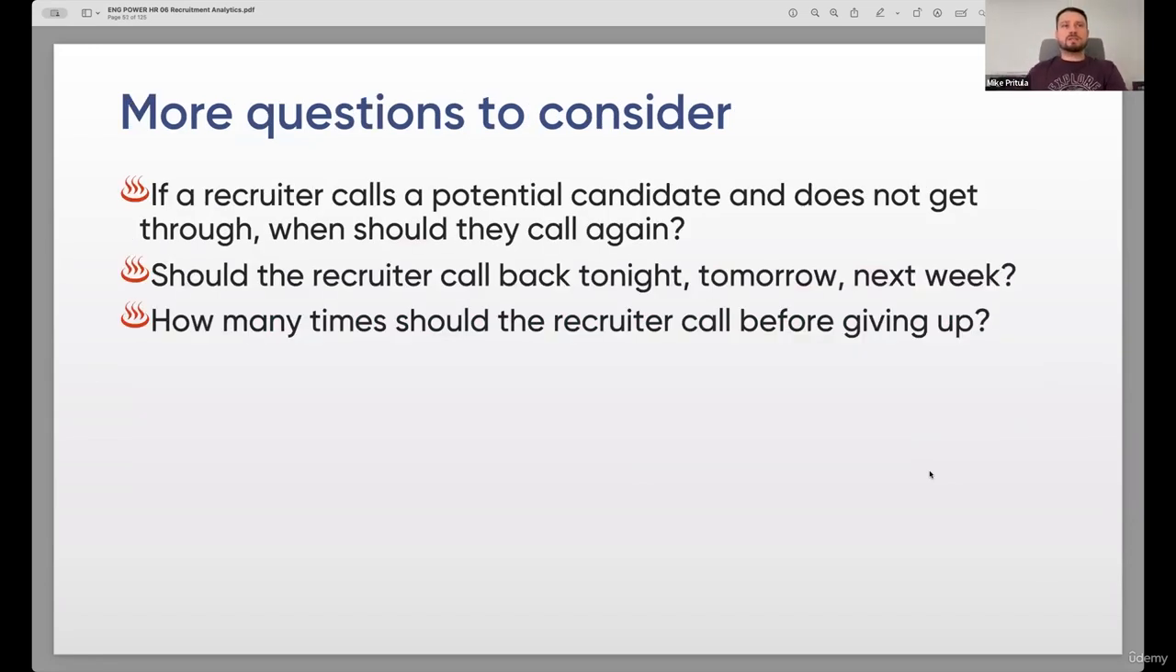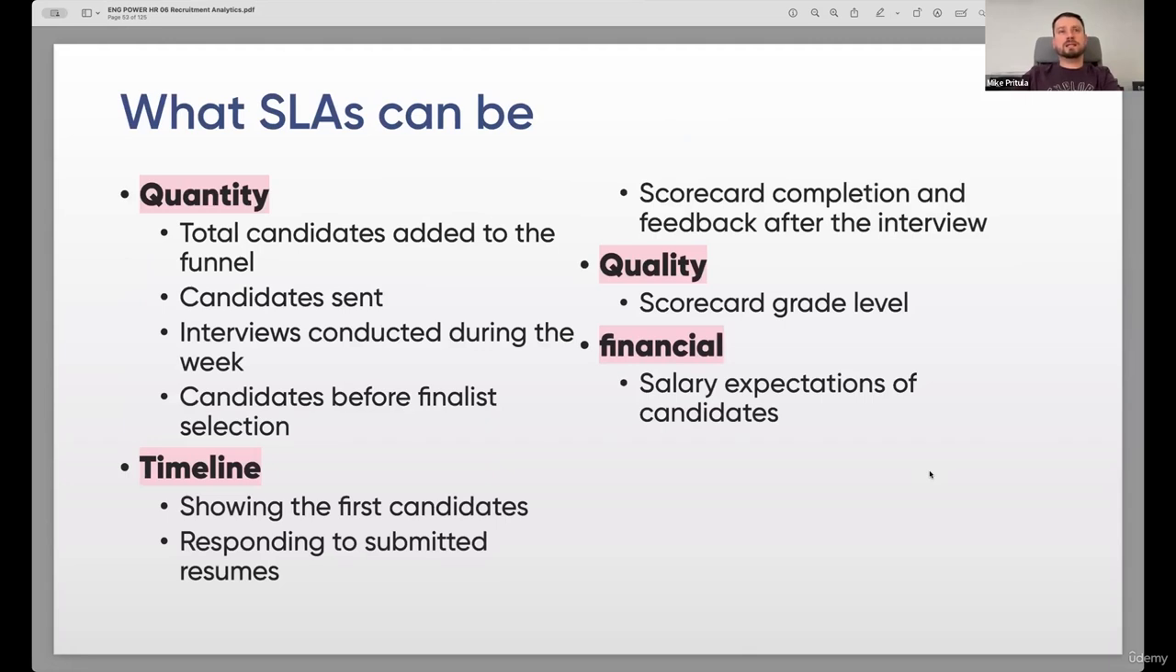More questions to consider. If a recruiter calls a potential candidate and does not get through, when should they call again? This SLA is rather an SLA from recruiters to the head of recruitment than to customers, right? It's like internal SLAs. Should the recruiter call back tonight, tomorrow, next week? How many times should the recruiter call before giving up on this specific candidate? What kind of SLA could there be?